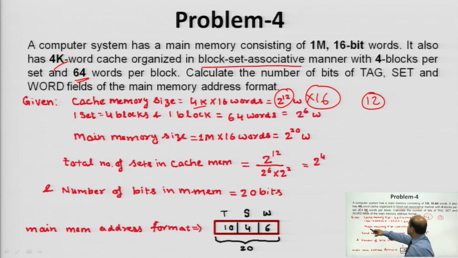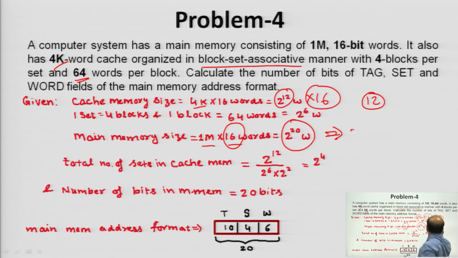Now, the next part: main memory has a size of 1 mega 16-bit words. Don't bother about the right side of this cross, the data part; you only have to concentrate on the address part, that is 1 mega. In this case it comes as 2 to the power 20. So, 20 bits are required for main memory. It is given in terms of words, no issues. So, the address size in case of main memory is 20 bits.